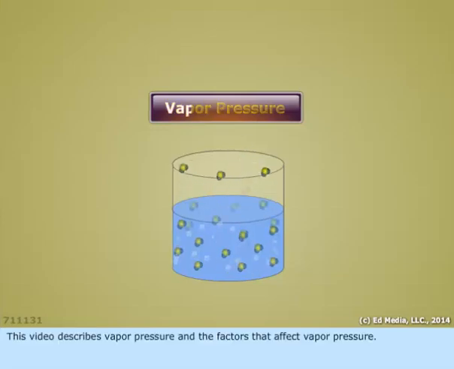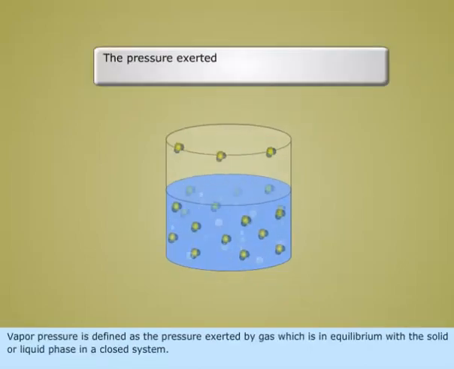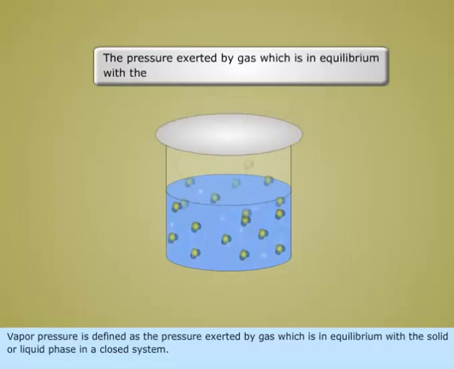This video describes vapor pressure and the factors that affect vapor pressure. Vapor pressure is defined as the pressure exerted by gas which is in equilibrium with the solid or liquid phase in a closed system.